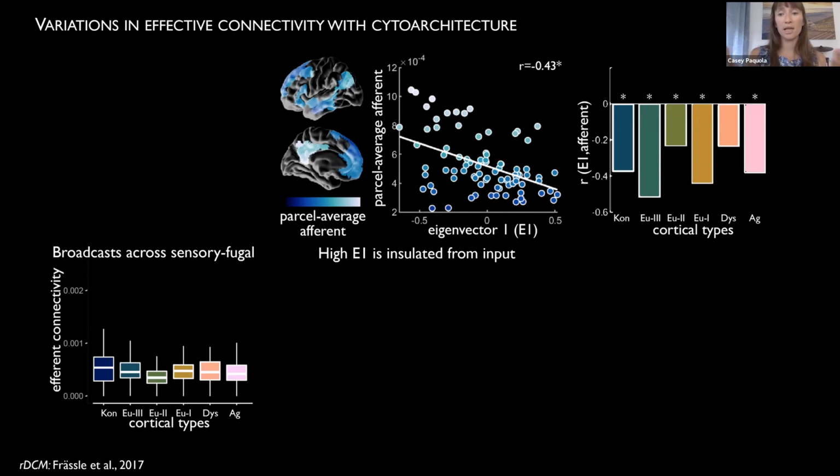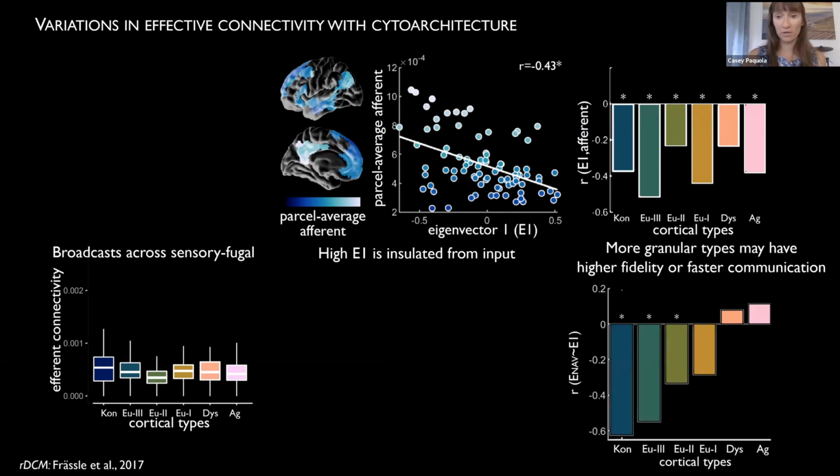So when we combine this fMRI-derived afferent connectivity with the navigation efficiency results, we could hypothesize that the low E1 aspect is this aspect here. It's receiving the majority of the input from the default mode, and based on the navigation efficiency, it seems that the more granular types could have faster communication or higher fidelity information.